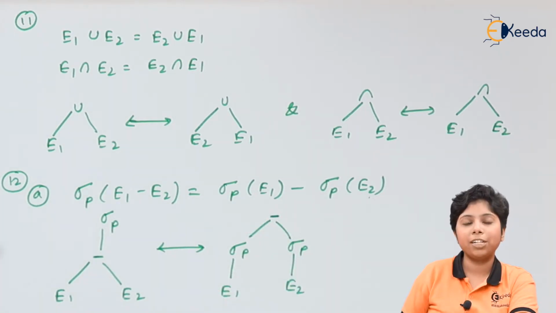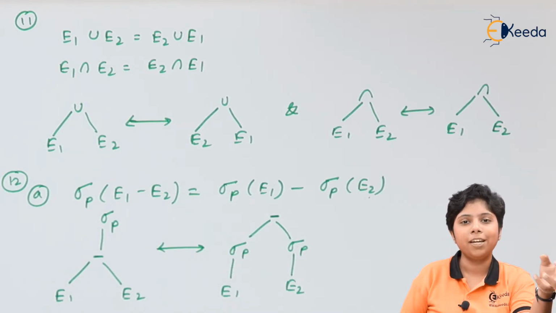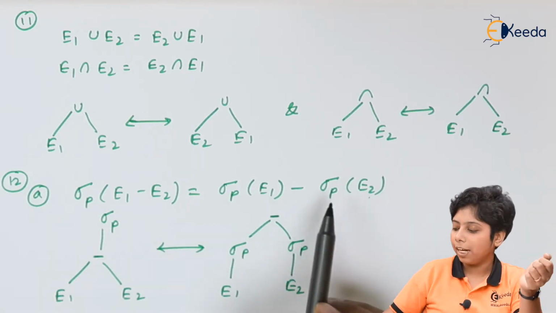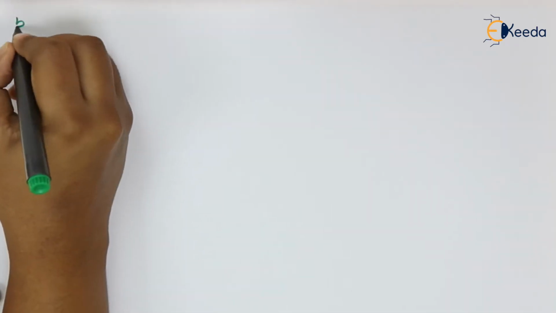Now the next part says that even if we select E1 minus E2 on some predicate, and we select the predicate only from E1, and then subtract E2 from it, the result will remain the values belonging to E1 but not to E2. So the selection of the predicate on E2 becomes redundant in this expression.